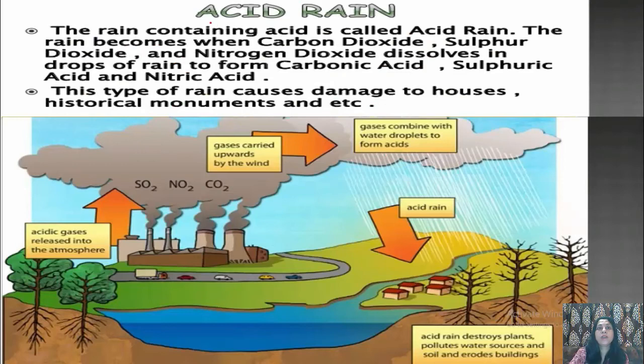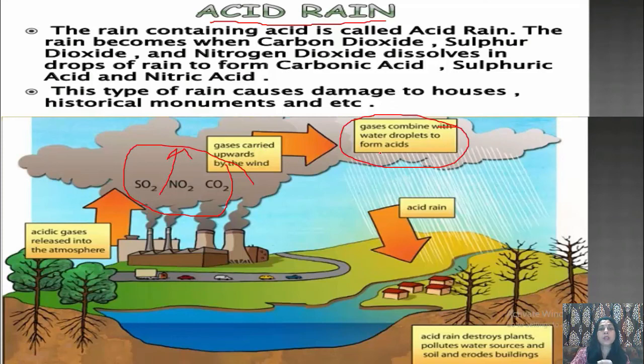Now acid rain, you all have heard about this acid rain. How is this acid rain caused? The rain containing acid is known as acid rain. अभी acid rain कैसे होती है? We know carbon dioxide, nitrogen dioxide, sulfur dioxide, these are all gases which are produced by the burning of fuels from the engines of automobiles and the factories. These gases, sulfur dioxide, nitrogen dioxide and carbon dioxide, go high up in the atmosphere. Now these gases combine with the water droplets to form acid.